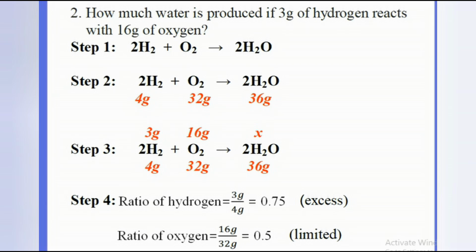In the third step, we write the given masses of the reactants and X above the formula of the product. So we write 3 gram above the formula of the hydrogen molecule, and 16 gram above the formula of the oxygen molecule, and X above the formula of the water molecule.